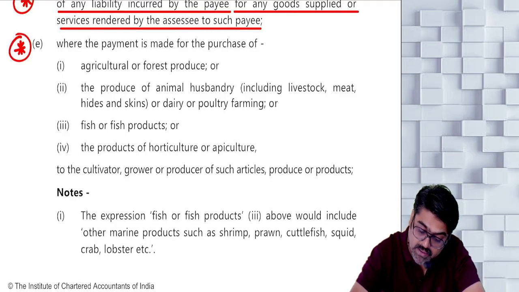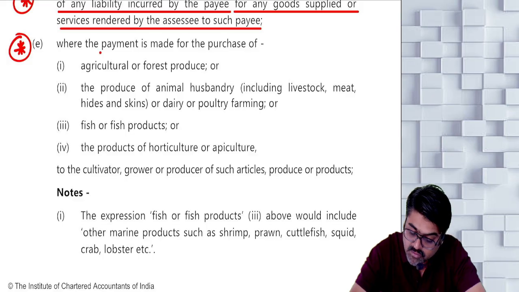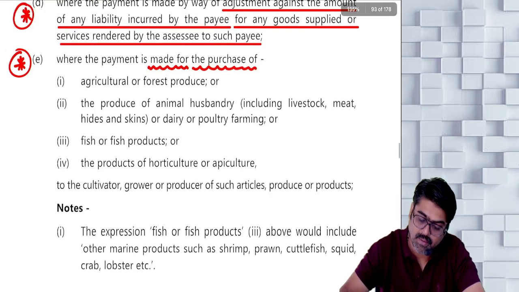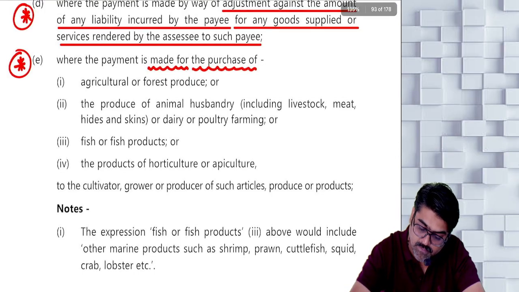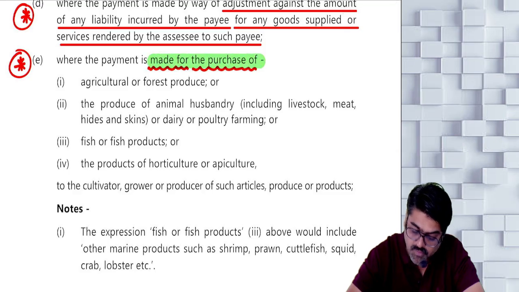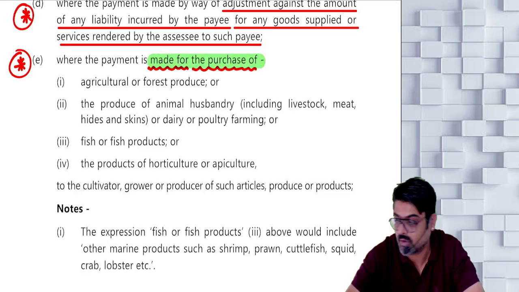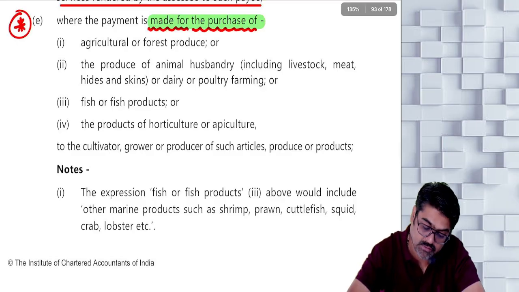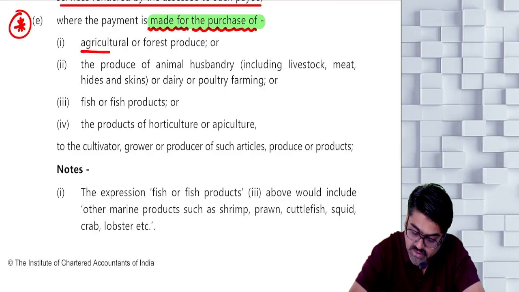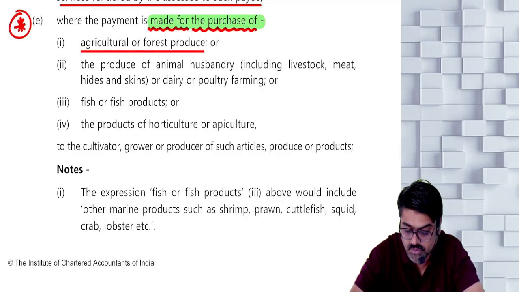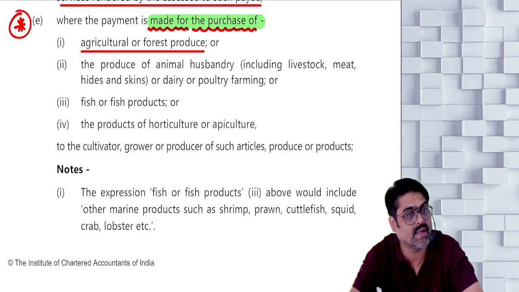Where the payment is made for the purchase of the following items. Now what are you purchasing for your business? For your business, are you purchasing any agricultural or forest produce? Yes. For that agricultural or forest produce, you are making the payment by any modes. It will be allowed as a deduction.